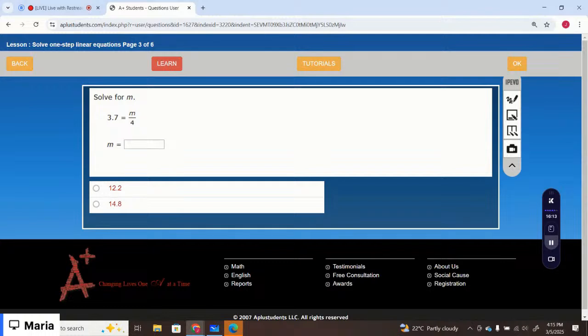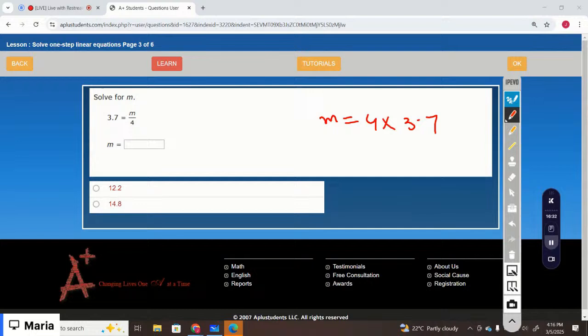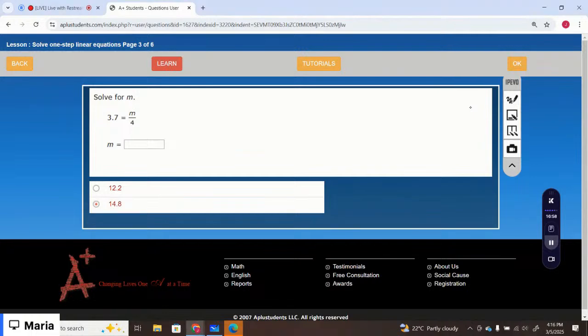3.7 equals m divided by 4. So m equals 4 times 3.7. That is 14.8. Option number 2 is the correct option.